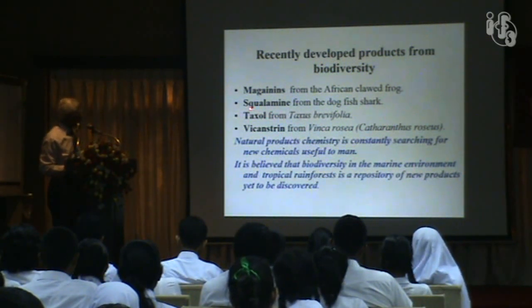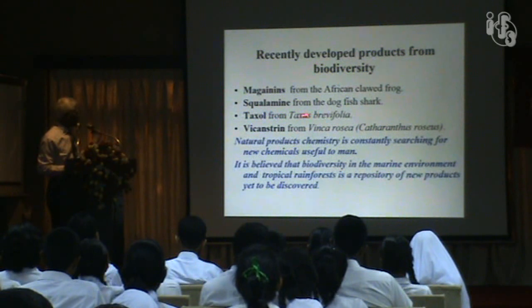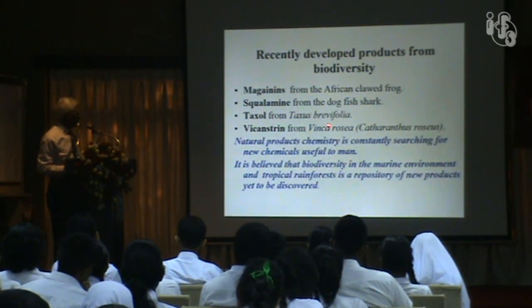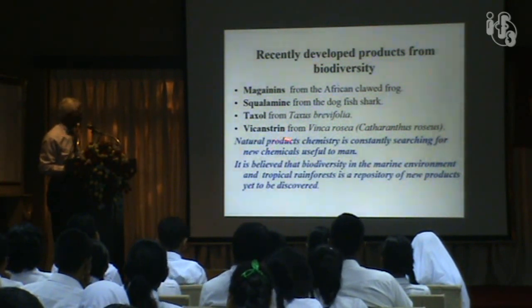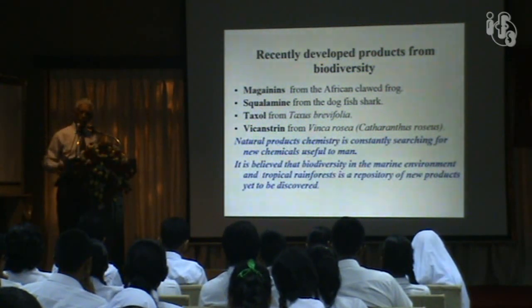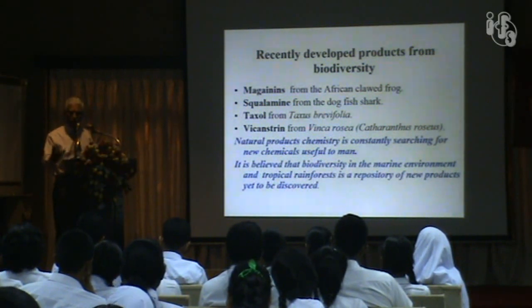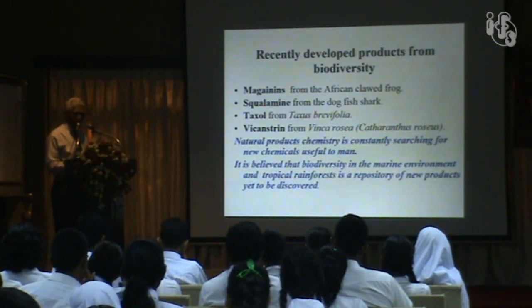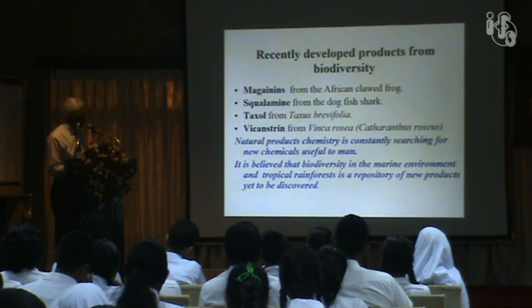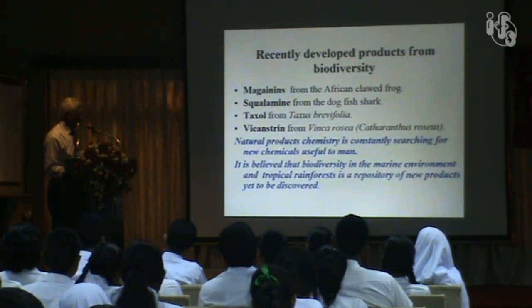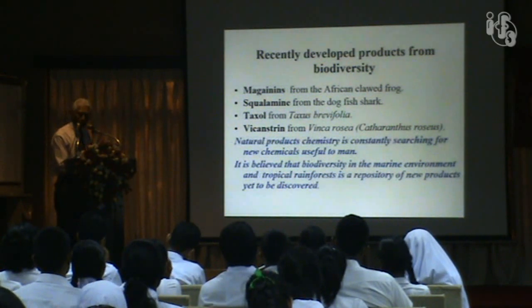Then there are other things, like from the dogfish, you've got squalamine, a drug that is commonly now used for cancer. Vinca cancer drugs, this is from Vinca rosea, now called Catharanthus roseus, which occurs commonly in Sri Lanka. So natural product chemistry is constantly searching for new chemicals. We have a natural product chemistry division even in the IFS. Our scientists are looking for more and more things from nature. And we don't just extract and use them. We use them as models and develop synthetic drugs from their model. And the marine environment and tropical rainforest are supposed to have a lot of new products yet to be discovered. That is why we have to protect them.